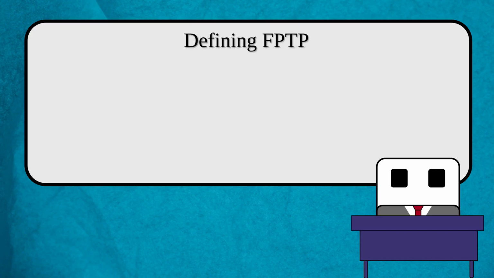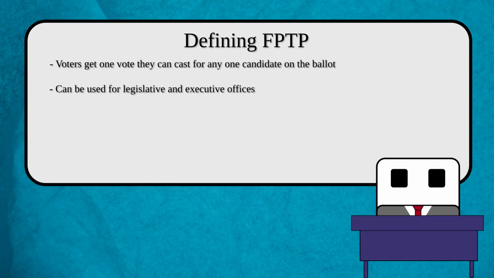First of all, what is first past the post exactly, and why does it have such an oddly specific name? To answer the first question, first past the post is an electoral system in which voters are able to cast their vote for one and only one candidate to fill a single position, such as a seat in a legislature, or an executive position such as governor or president. All votes are then counted, and whichever candidate has the most votes wins.